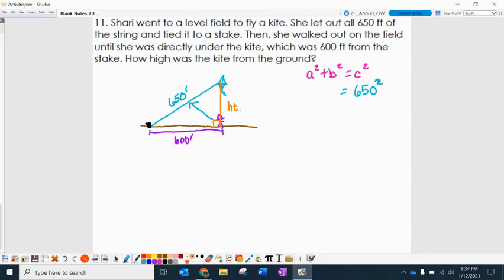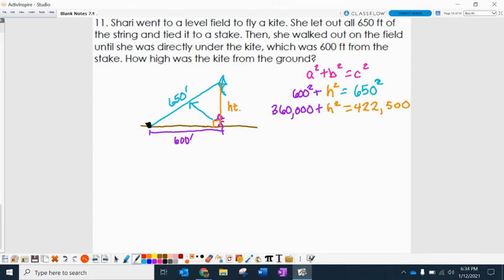My two legs, one of them is 600. The other one, I don't know. I'll call it h for the height, okay? Now, I need to solve for my height. So 600 squared is 360,000. We don't know h squared. 650 squared is also a really big number, 422,500, and we're just using our calculators for that.